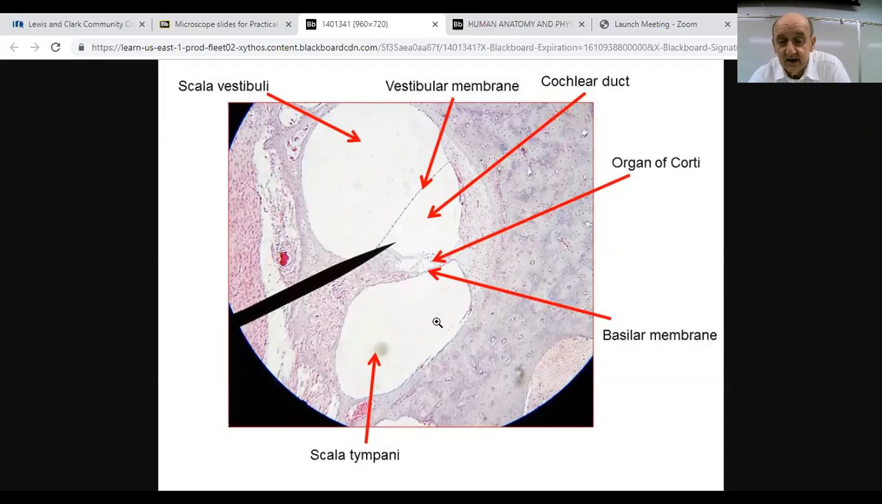And just to explain this once again, when pressure waves rush through the scala vestibuli and scala tympani, the vestibular membrane and basilar membrane start to move, and the organ of Corti will jiggle up and down, and the hair cells will be pushed into the tectorial membrane here. And that deformation of the hair cells will lead to the nerve impulses. Again, in lecture, we'll get into this a little deeper. Structures connected with basic function is the most important aspect here.